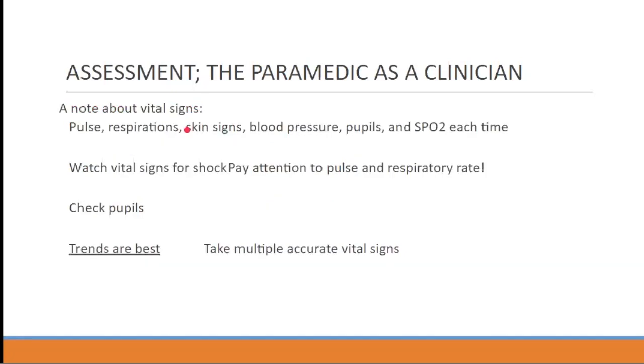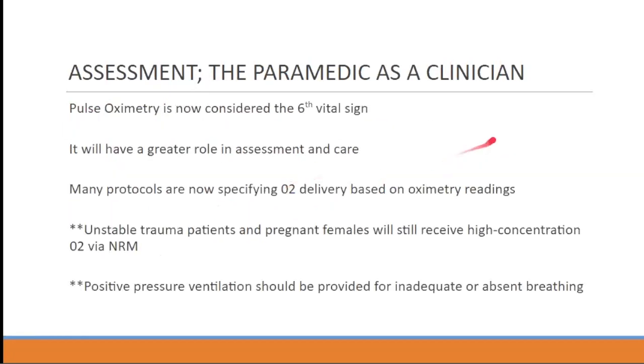As far as vital signs, pulse, respirations, skin signs, blood pressure, pupils, and SpO2 are the most important ones that they want you to be getting every single time. Probably an EKG assessment as well. We'll go over this. Pulse ox is now considered the 6th vital sign. We have a greater role in assessment and care. Many protocols are now specifying O2 delivery based on their pulse ox readings.